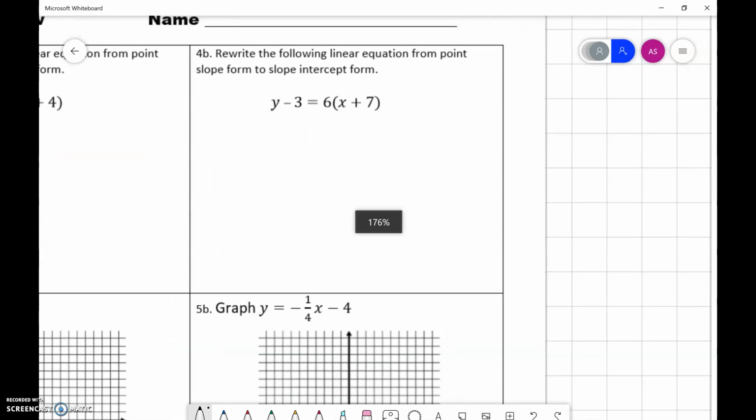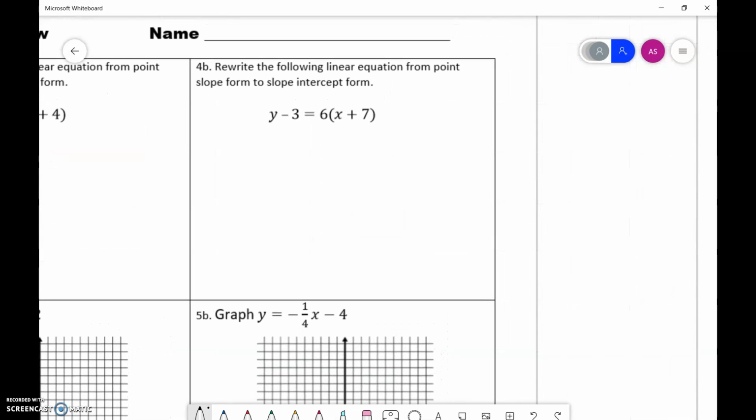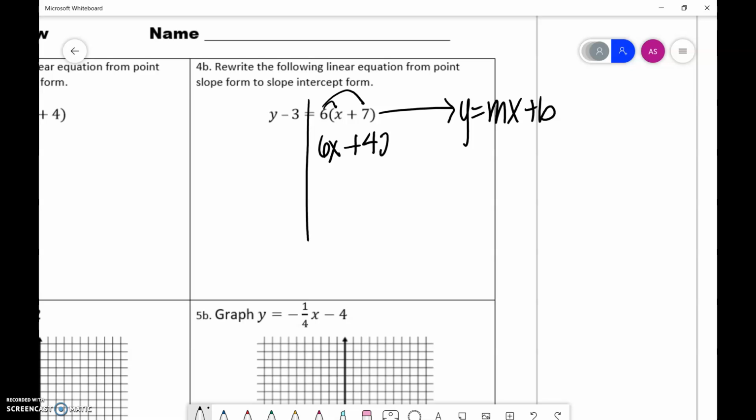So this one here, you want to rewrite, and let me just read the question. Rewrite the following linear equation from point-slope form to slope-intercept form. So that means I want to take it from this to where we have y equals mx plus b. So we're going to be just solving for y. So some of you may need your line, some of you may not. But my first step, I'm going to distribute this 6 into both of those terms. So I have 6 times x, that's going to be 6x. I have 6 times 7, that's 42.